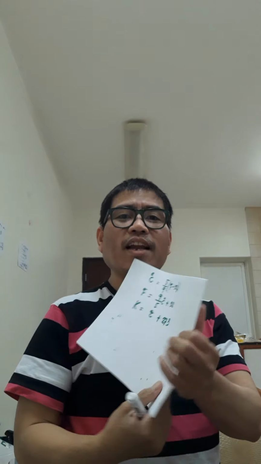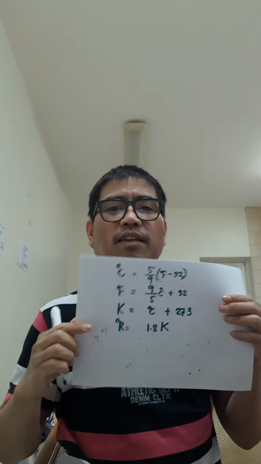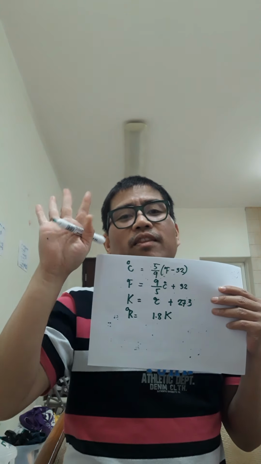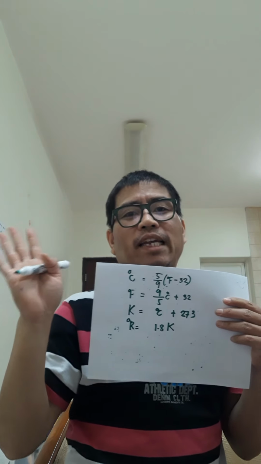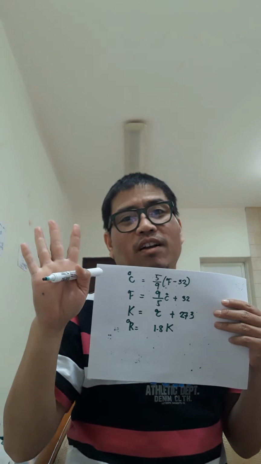And the last formula will be the Rankine, degrees Rankine. This time there's a degrees. Degrees Rankine is equal to 1.8 times Kelvin. So these four formulas of temperature, you will put that in your mind because these are only four.